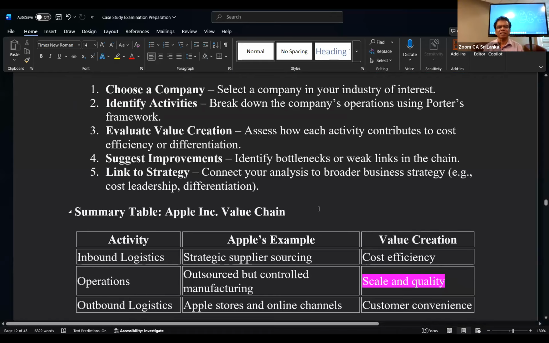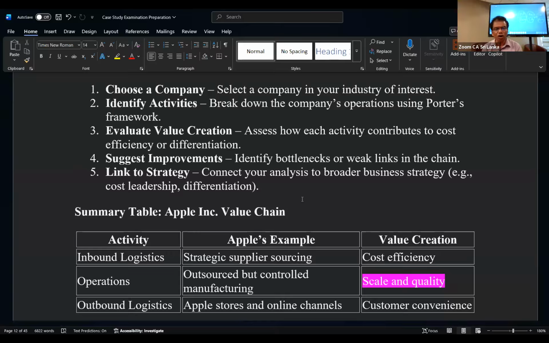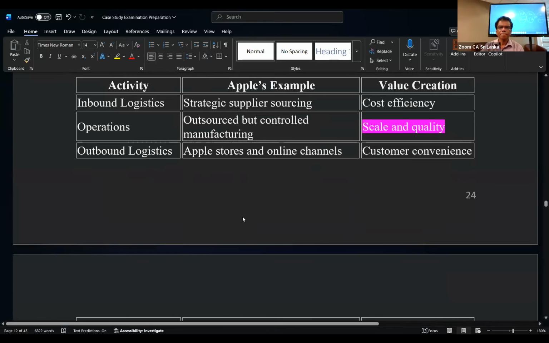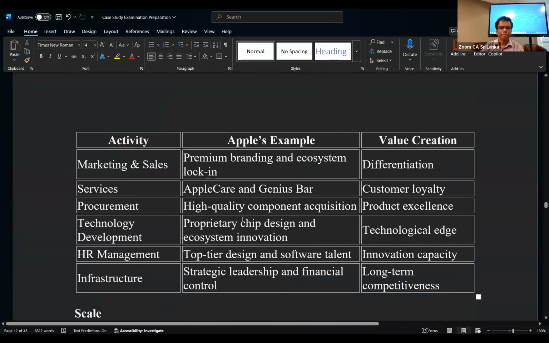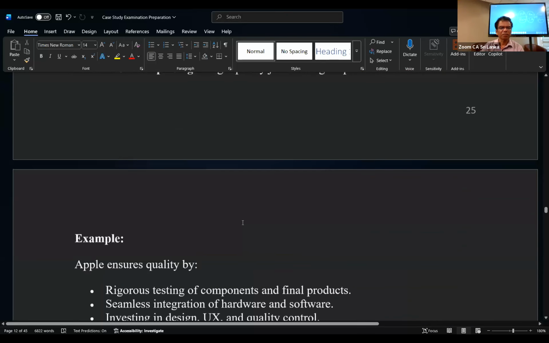You have 1 month given for that, right? Suggest improvements, identify bottlenecks or weak links in the chain, links to strategy. Connect this with the supply chain also, right? So logistics and various things, and how you use these supply chain strategies to improve the cost and efficiency. That is up to you. When you understand the things, then you can easily apply them. Examples I have given, various examples.